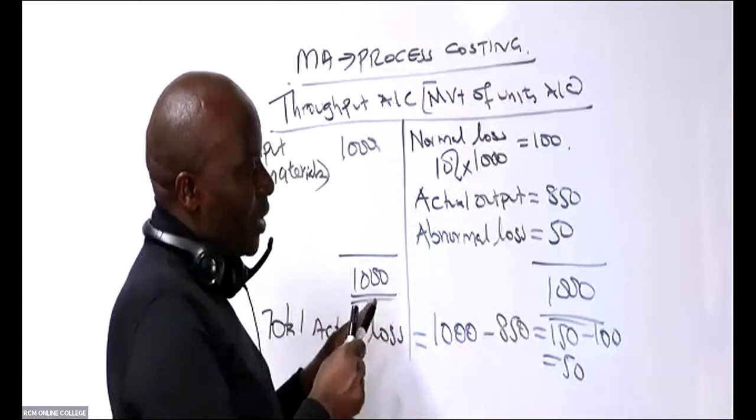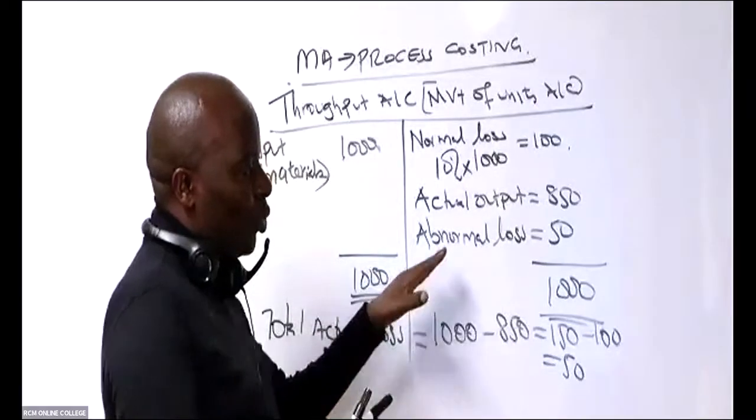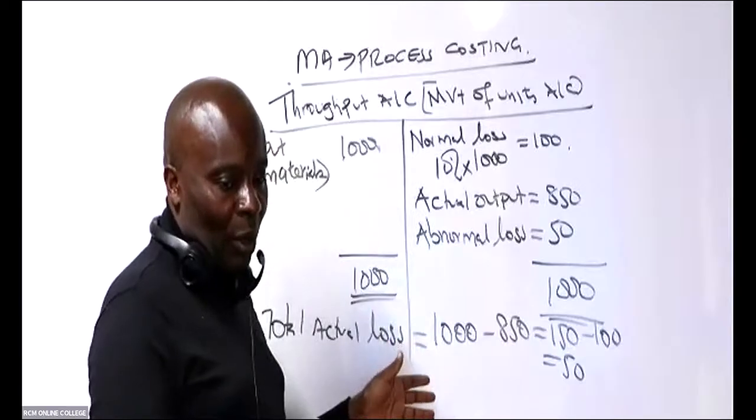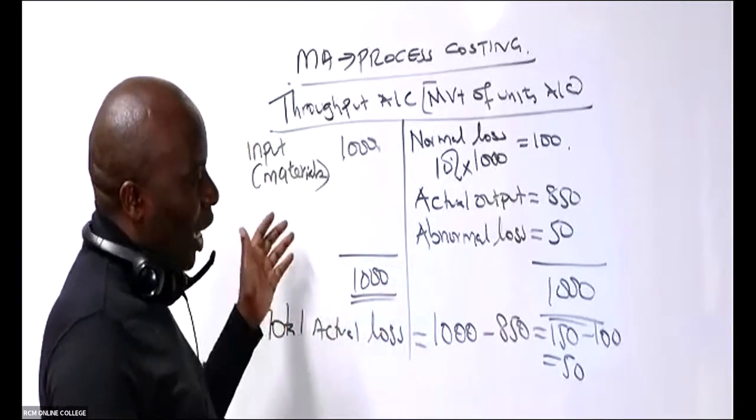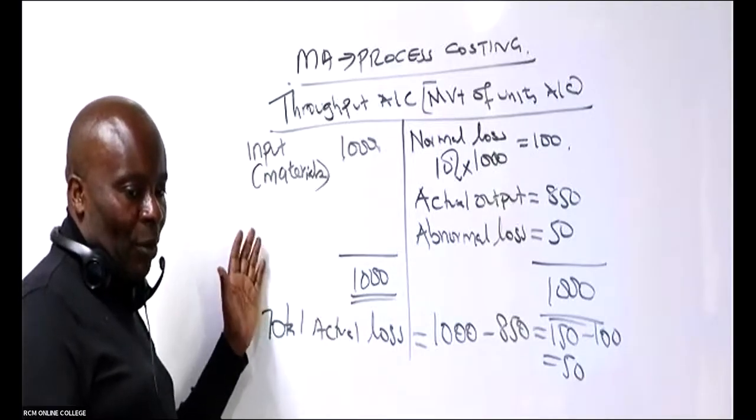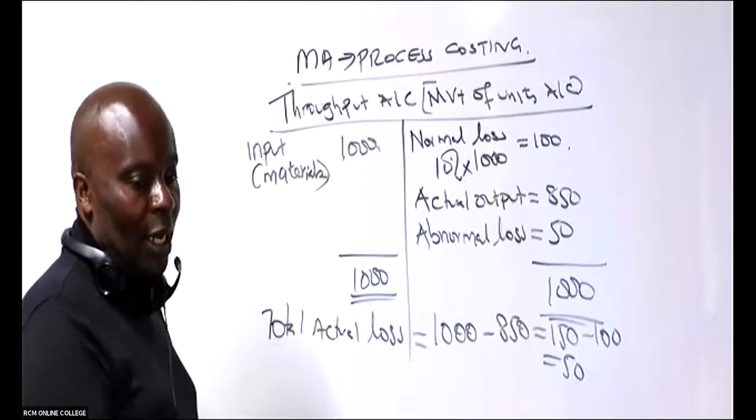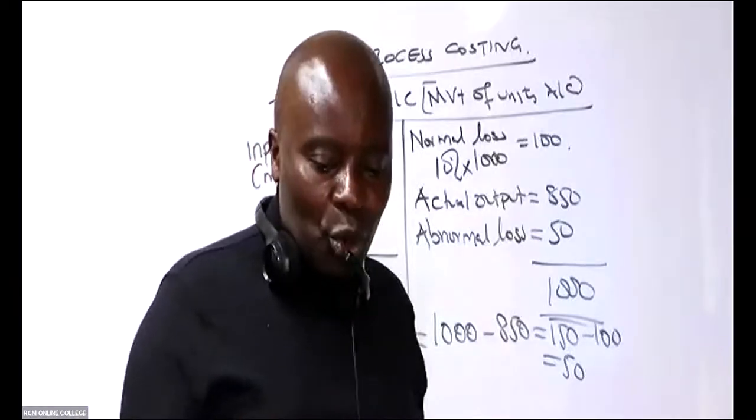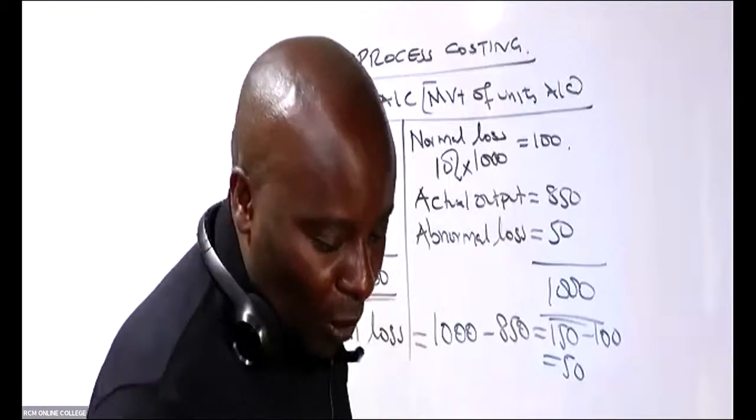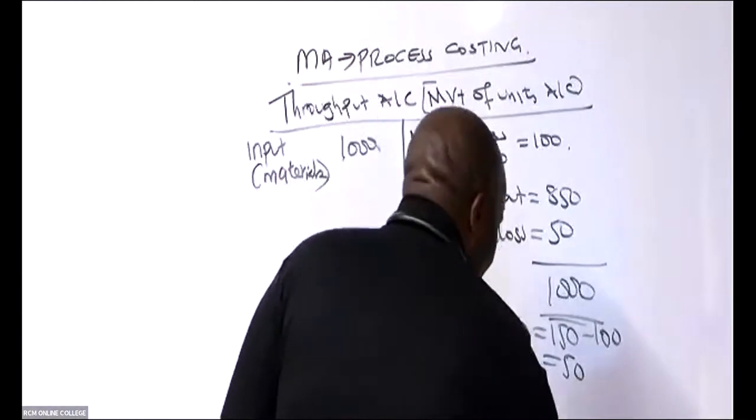So you can see there, the balancing figure is on the credit side. If the balancing figure is on the credit side, then that will be an abnormal loss. If the balancing figure was to come on the debit side, it will be an abnormal gain. Please master this. After this, you shall be able to go ahead and give us the process account.